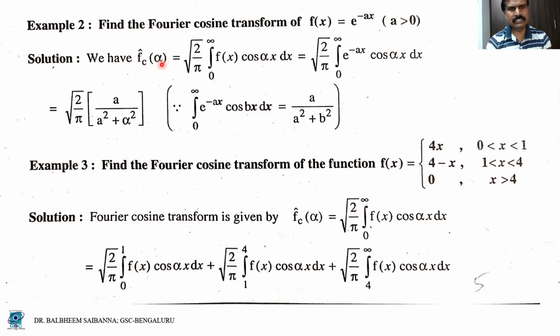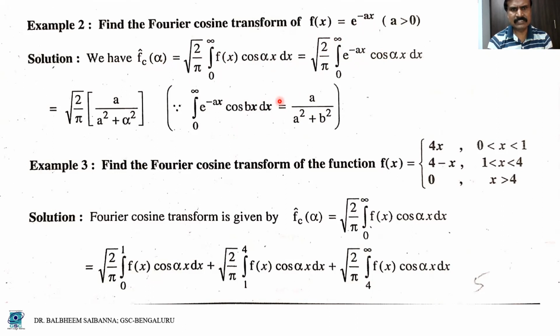This is the definition of the Fourier cosine transformation: root 2 by pi integral 0 to infinity f of x cos alpha x dx. Wherever f of x is there, substitute the function e to the power of minus ax. That is root 2 by pi integral over the limit 0 to infinity e to the power of minus ax cos alpha x dx. To evaluate this integral, use this formula.